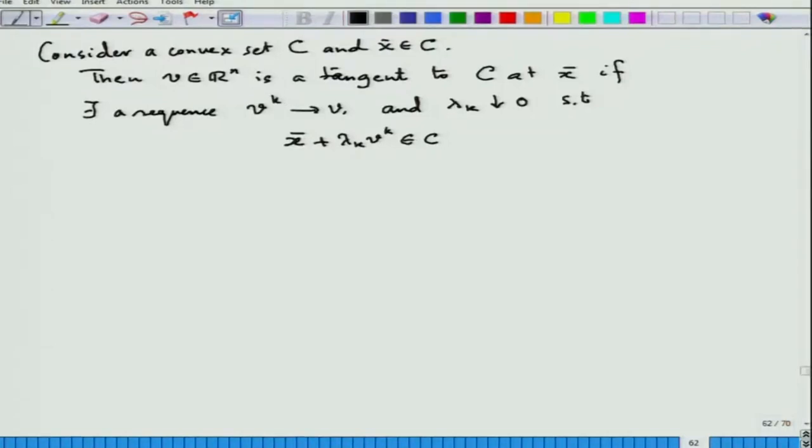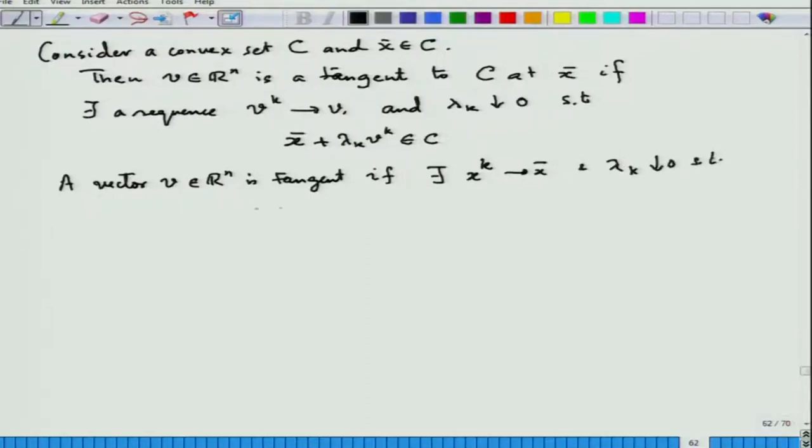So, this can have an equivalent definition: a vector v, element of R^n, is tangent if there exists a sequence x^k converging to x bar and lambda_k converging to 0, such that (x^k minus x bar) by lambda_k converges to v. This also comes from the earlier fact, when both of these are equivalent, you can check it out.